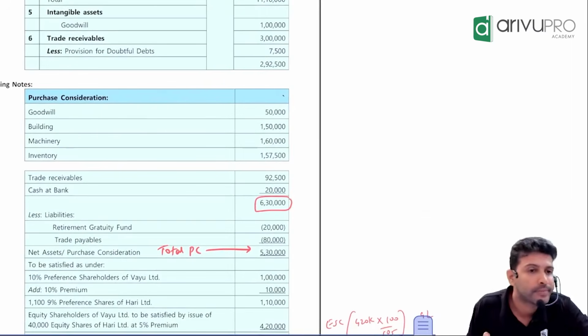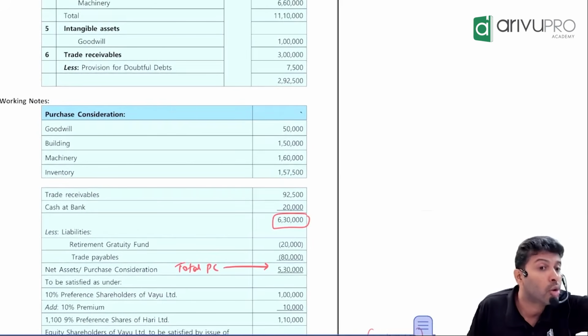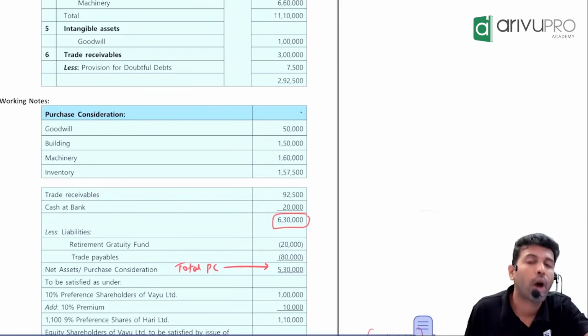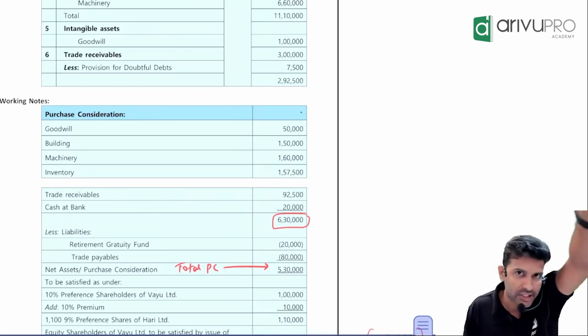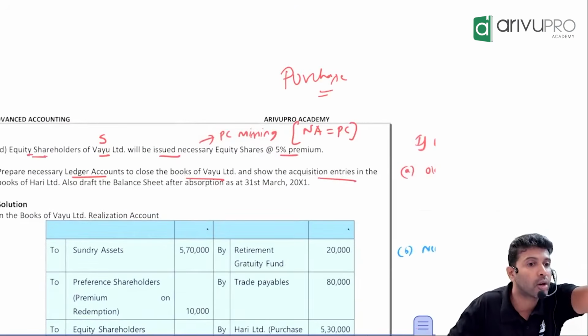This is the asset total. They've done a separate calculation, I'm quickly showing you. Okay. But you added only what? We want assets or we want net assets? How do you get net assets? From the assets taken over at agreed value, you have to reduce liabilities taken over at agreed value.